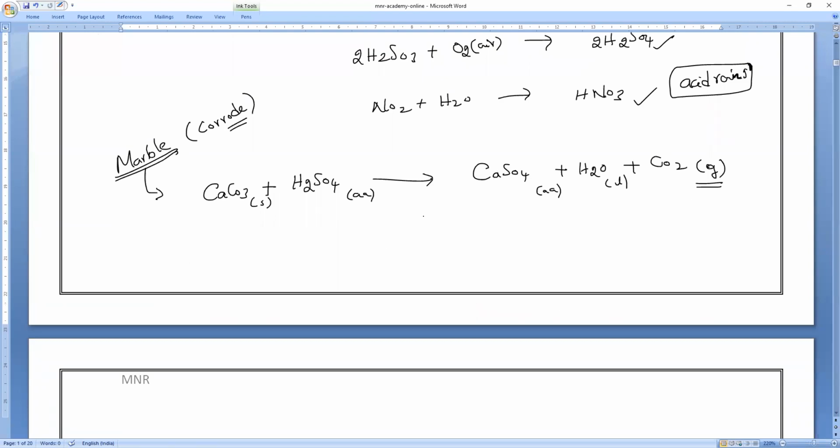Is it okay, guys? All of you? What about acid rain? Because of pollution as well as burning of fuels only, it is causing acid rains.